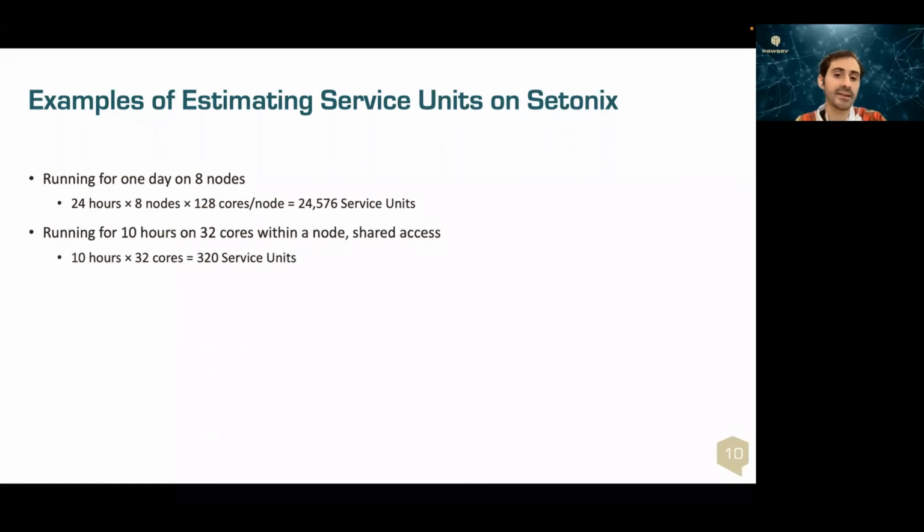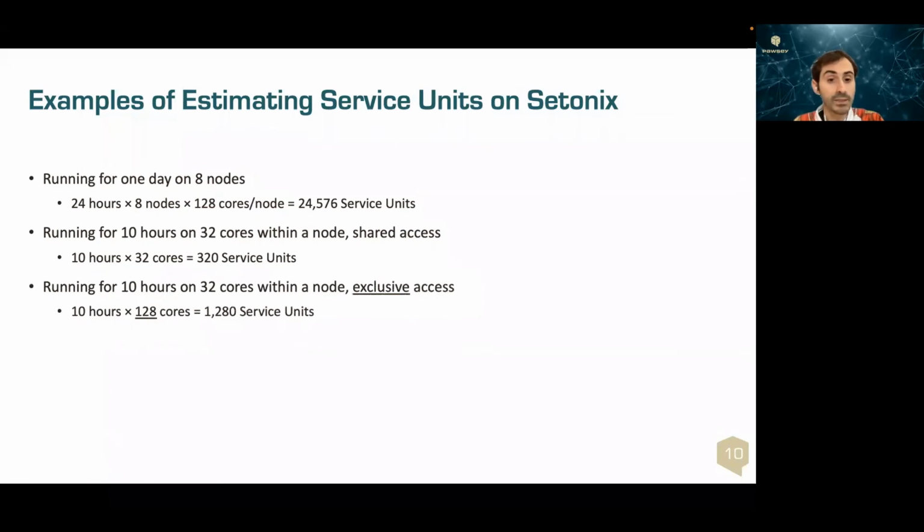Another example is the case of shared access, where we're not using the full node: 10 hours on just 32 cores within a single node. Shared access means using just a fraction of the node, the 32 cores. So the number of service units charged will be 10 hours times 32.